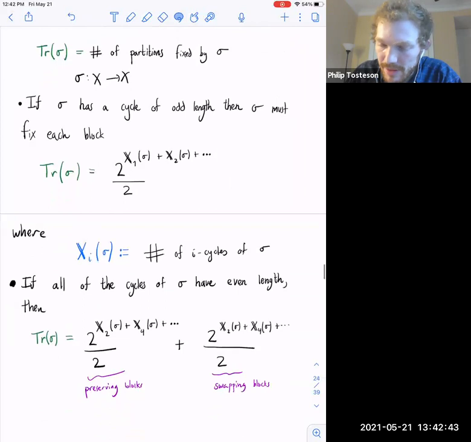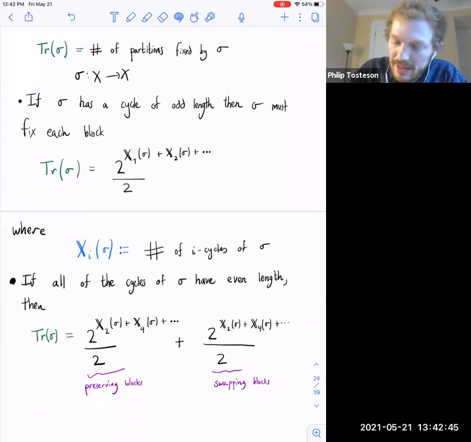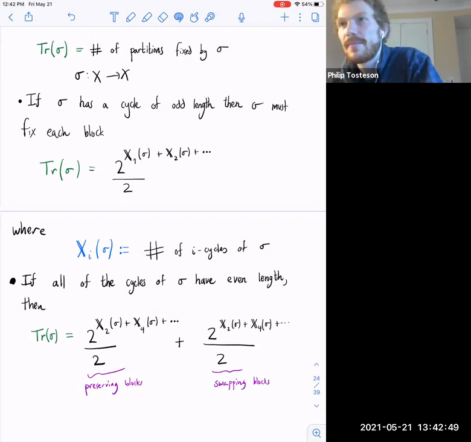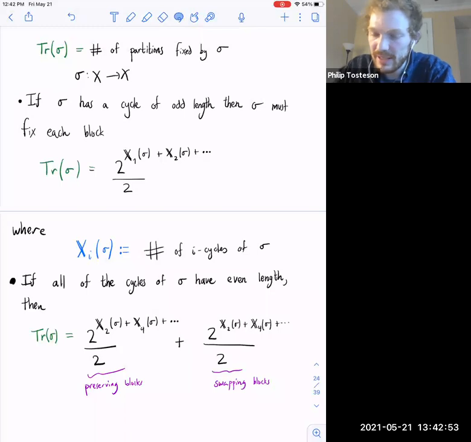Okay, but the thing that's tricky is that if all the cycles have even length, then there's a different formula. If all the cycles have even length, then you actually get the trace is twice as large. The reason is that there's two ways you can preserve the set partition. You can either preserve each block individually, or you can interchange the blocks. So there's two terms, and so you see that there's things happening that can't happen for FI modules.